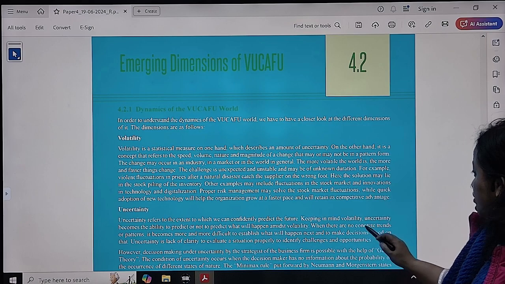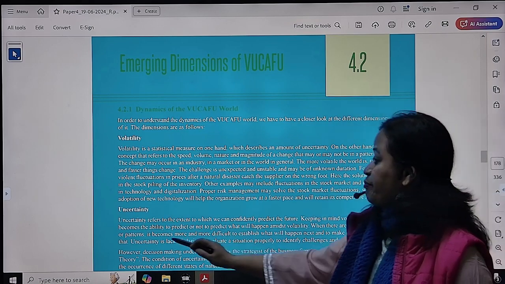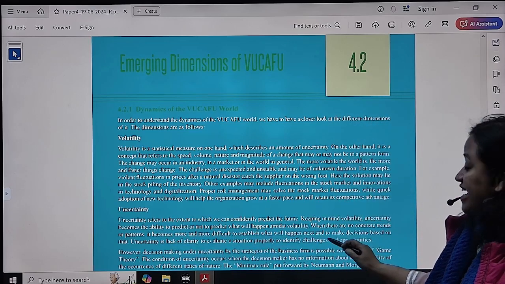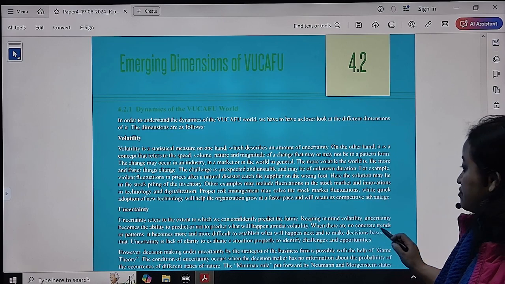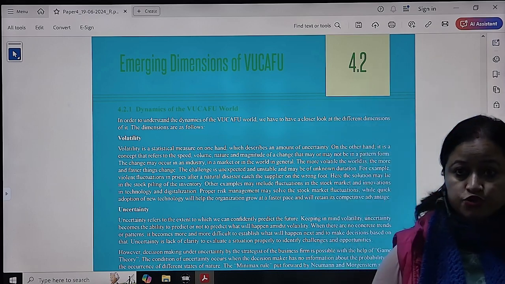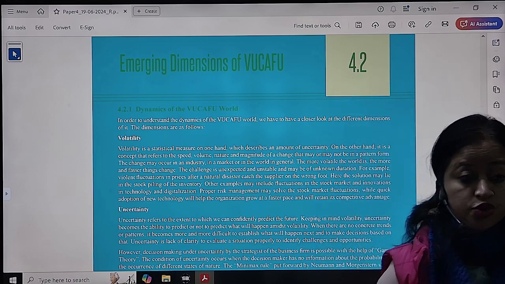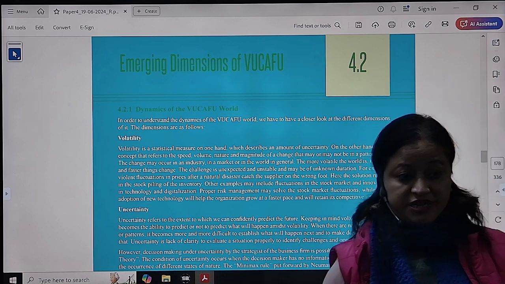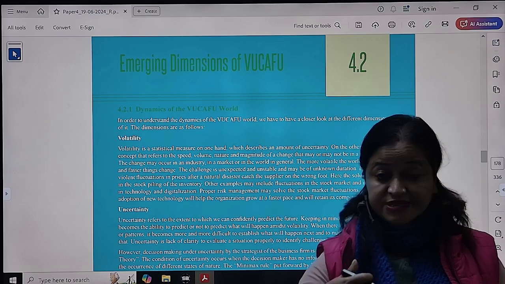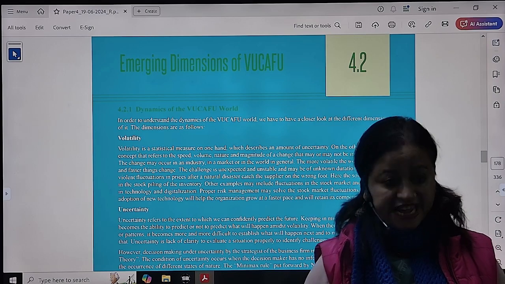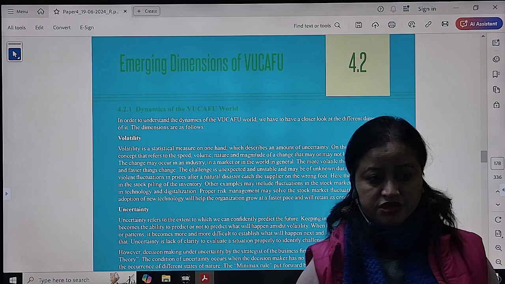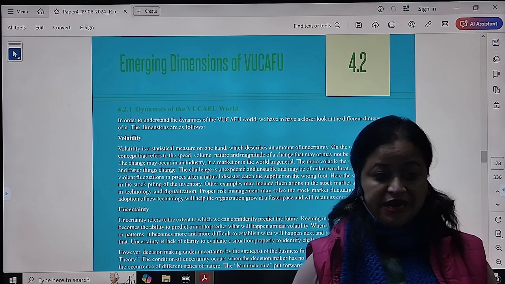When there are no concrete trends or patterns, it becomes more and more difficult to establish what will happen next and to make decisions based on that. So if you do not have knowledge, if you do not know what may happen, it will be very difficult to predict the future. If you have some hint, some idea that this may happen in future, this may not happen in future, then you can predict your future.